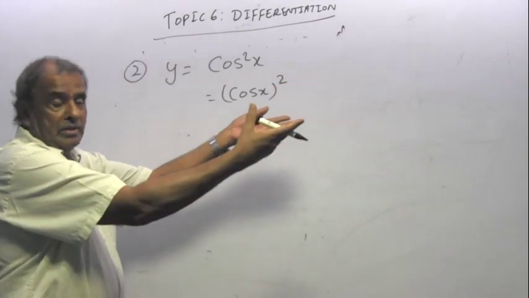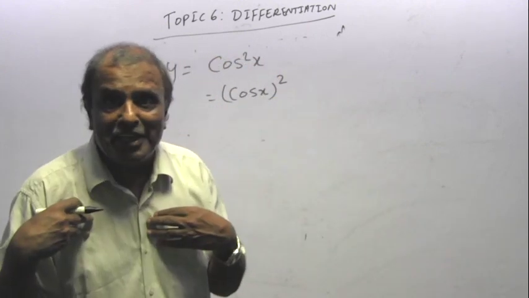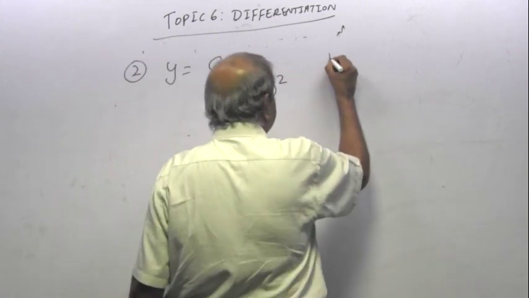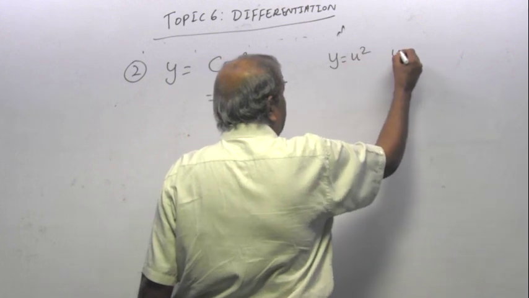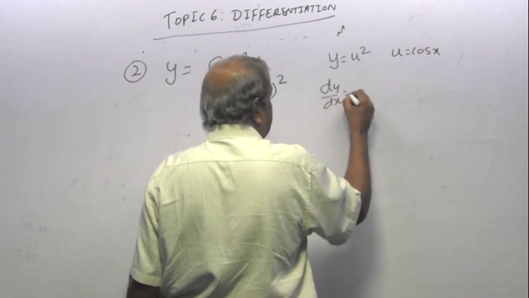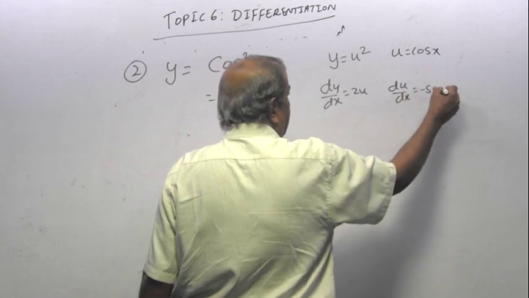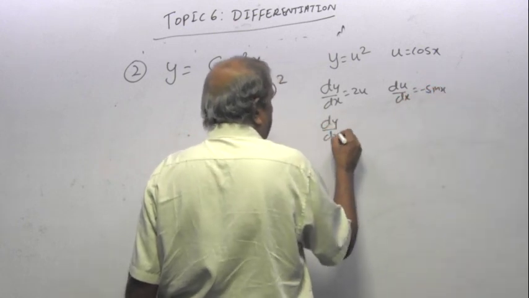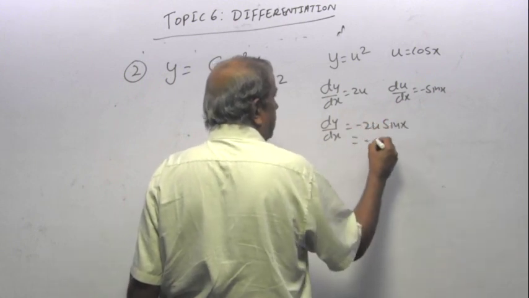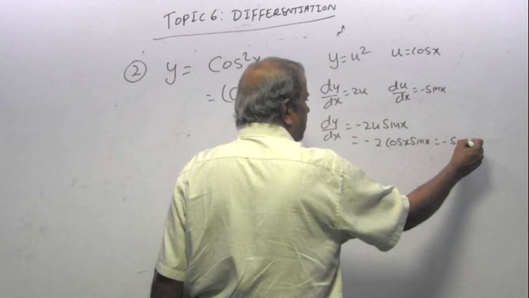I'll show you chain rule, then I'll show you onion rule. By the way, onion rule is my own creation. You can't find it in any textbook. Okay? So, y equal to u squared, u equal to cos x. So dy by dx equal to 2u and du by dx equal to minus sin x. So dy by dx equal to minus 2u sin x, which is minus 2 cos x sin x, or minus sin 2x.